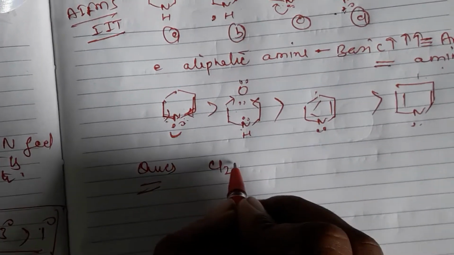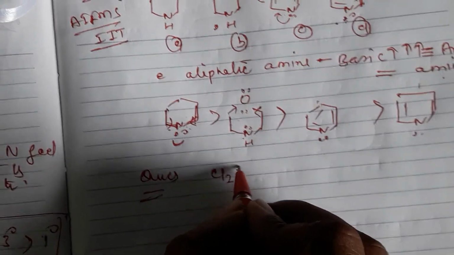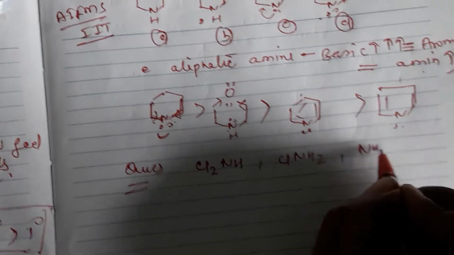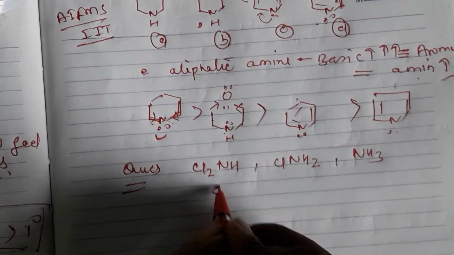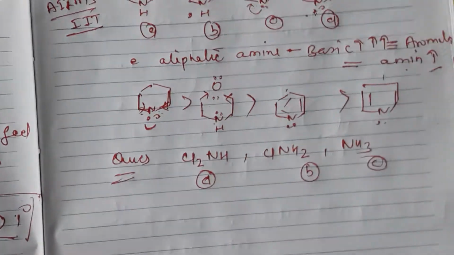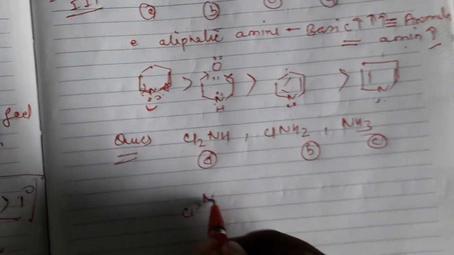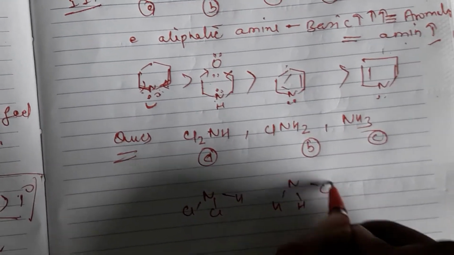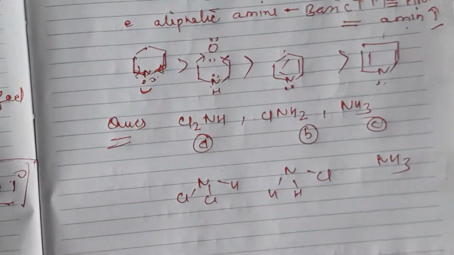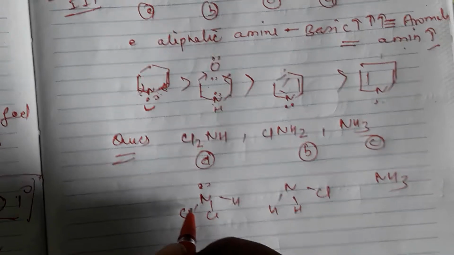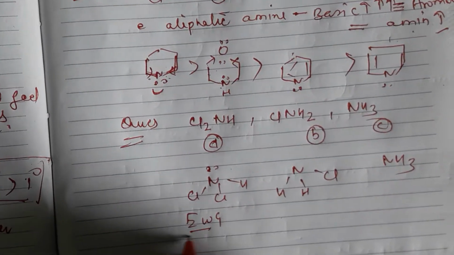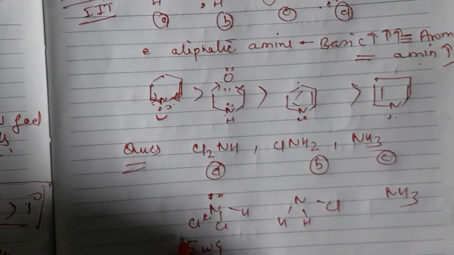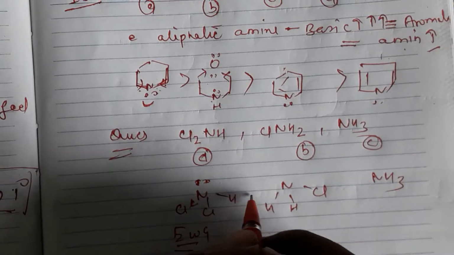Suppose that Cl2NH, that is Cl NH2, and an amine, which is the more basic? Suppose this one is A, this is B, this is C. If you first open the structure, a lone pair of electrons is present. Chlorine is an electron withdrawing group, it attracts electrons towards one side, so nitrogen feels less electron density. That's why it will be less basic as compared to this.